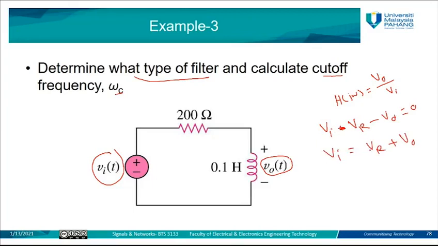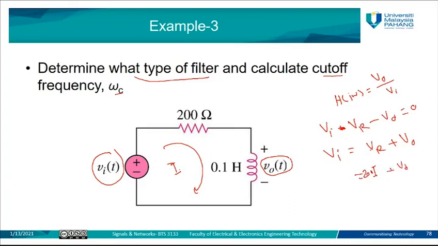So what is the voltage of the resistor here? It is the value of the resistor times the current which goes through the resistor. We have here only one current, which is I. If it's in the S domain, it will be I of S, or in the frequency domain, I of omega. So how can we write this? We need to substitute for VR the value of the current times the resistance, because VR is equal to I times R based on Ohm's law. So it will be 200 I, because we have 200 times I, plus V out.